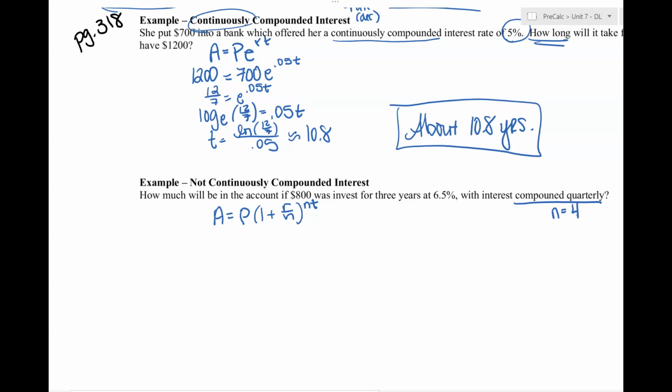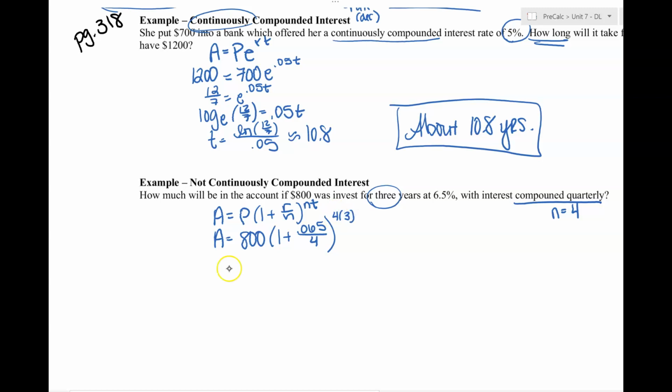Year. Hello, 4 quarters in a year. Okay, so how much will be in the account? That means we're looking for A. If $800 is invested, so that's our principal amount, our initial amount, for 3 years at 6.5%. So 1 plus 6.5% is the rate, so it needs to be in decimal form, compounded quarterly, and it says 3 years, so it's raised to the 4 times 3 power.